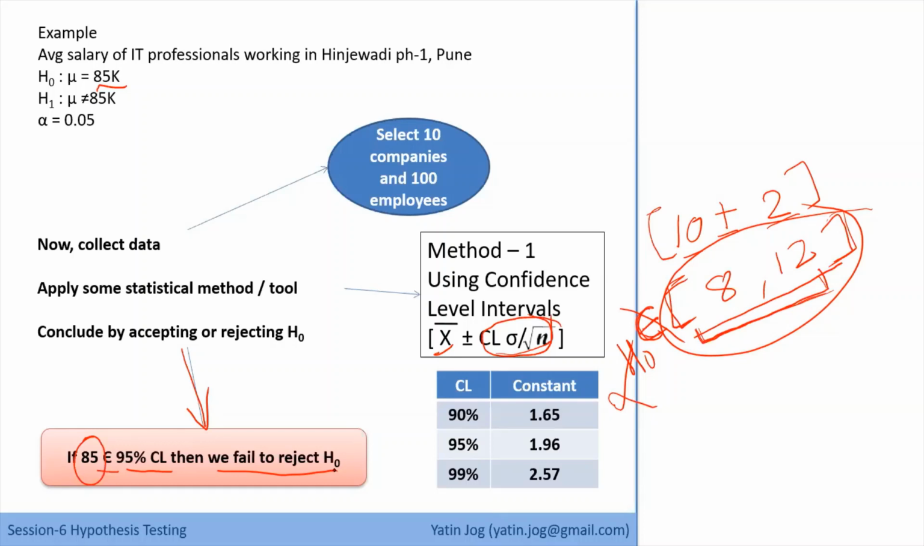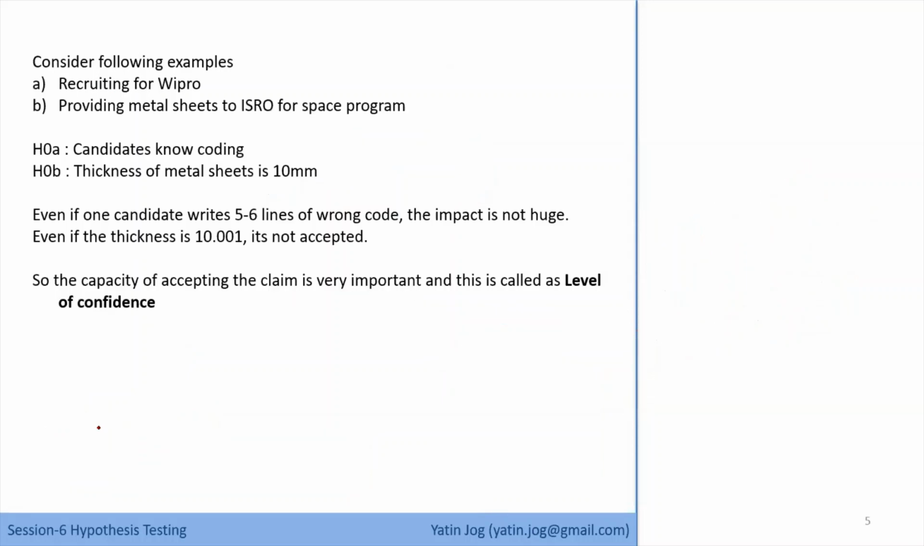So the rule is like this: you have to check your H0 against your confidence level interval. If H0 belongs to the confidence level interval of accept values, then you go ahead with your H0. That means you fail to reject H0. Fine. Now we'll talk about confidence level.